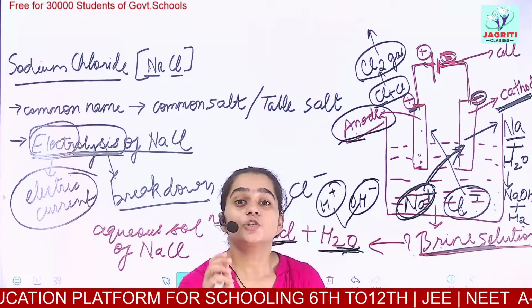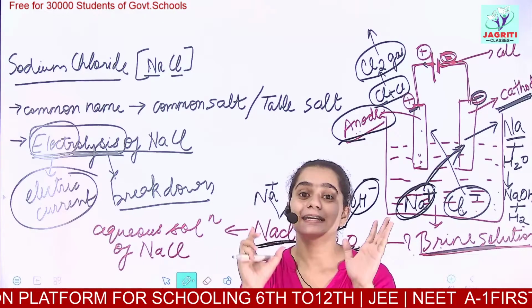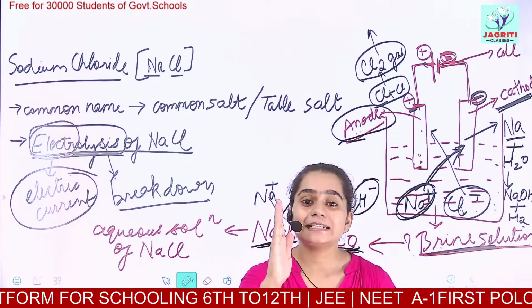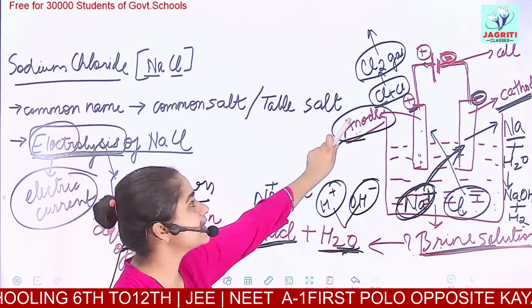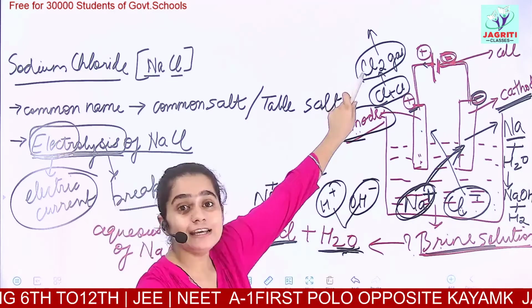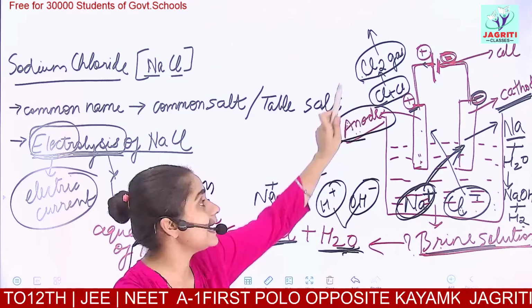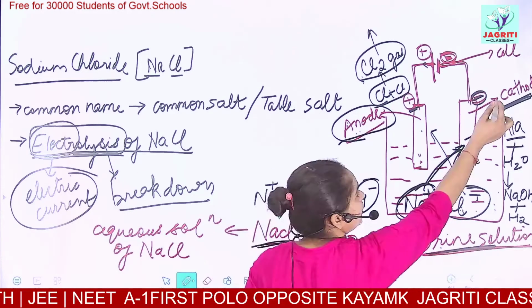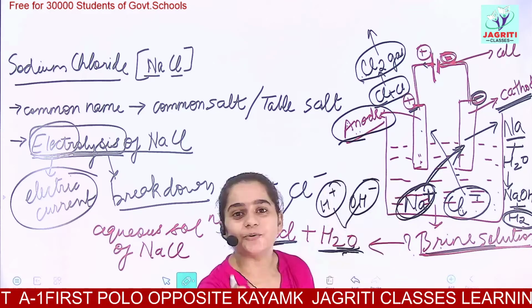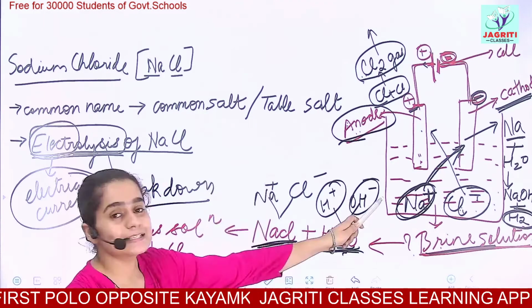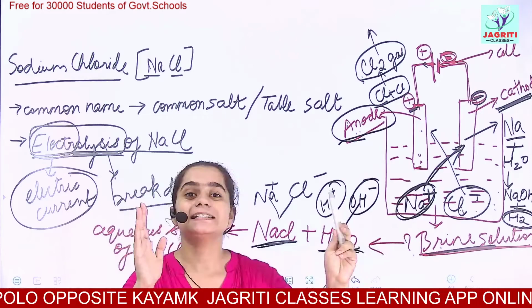So there is a question which is asked in exam. Name the gases which are evolved at anode and cathode. So at anode, which gas is evolved? At anode we have Cl2, chlorine gas. Whereas at cathode, hydrogen gas is evolved or released. So this is the process of electrolysis of NaCl.